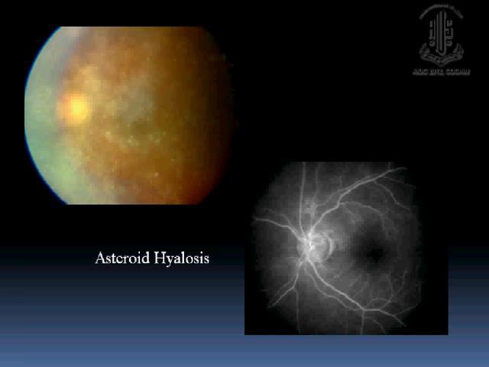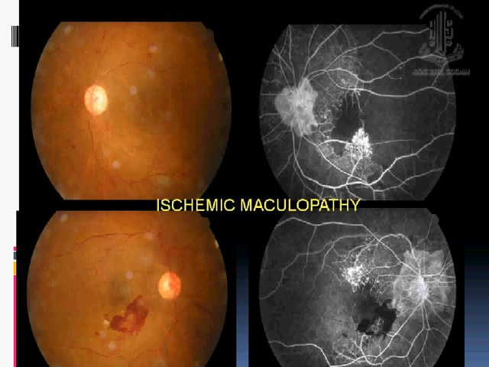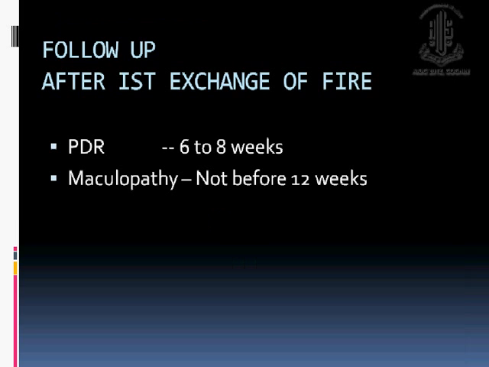See this patient of asteroid hyalosis, you can't see the retina, but on the angiography, you get a better picture. So in an asteroid hyalosis patient, definitely angiography is easier, but when you do a laser, again it's difficult to focus on the retina. Similarly, in a featureless retina, the macular ischemia will be picked up only on the angiography. So when do I follow up?